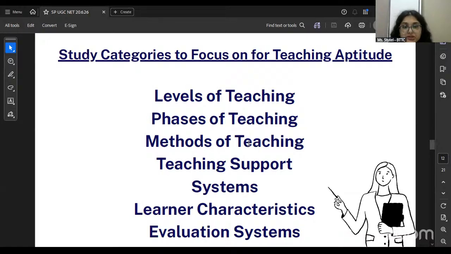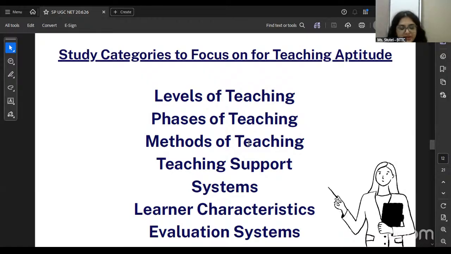The third category is methods of teaching. My suggestion is that you try to understand and read about as many methods of teaching as you can. I'm sure you've used multiple methods in your day-to-day life, but theoretical understanding is important here too. Questions from this category usually ask students to identify the most suitable teaching method for a particular objective or a classroom situation.